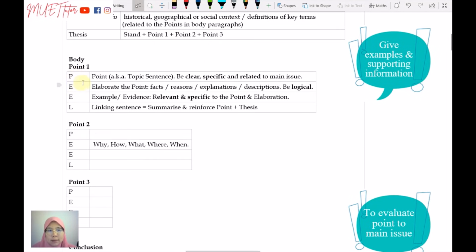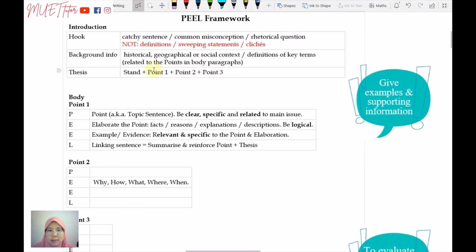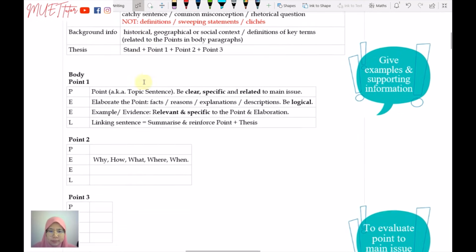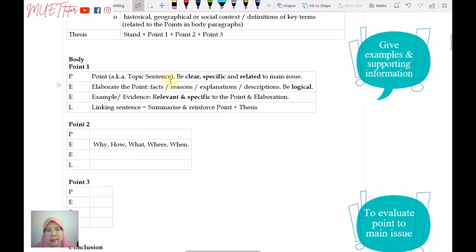Topic sentence, P. The topic sentence should contain a point that mirrors the point mentioned in the thesis and relates to the main issue stated in the question. This sentence should be clear-cut, so use clear and specific words so your readers can keep that in mind when reading the whole paragraph and they can follow your line of thought. And then avoid giving elaborations in this same sentence, and please put them in the next sentence, E, elaboration.